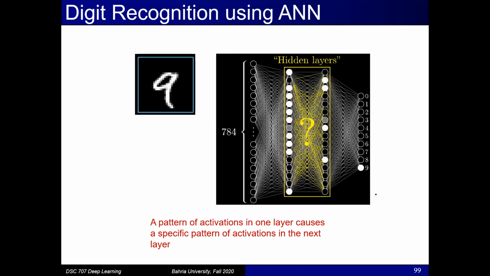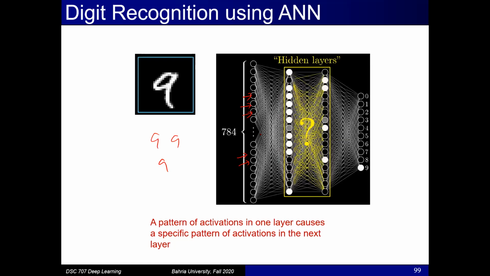but what we can say is that, for example, if I supply a digit 9, of course some of these values will be high, maybe these are high, and some values would be low. So it means whenever there is a 9, even if there are variations, there is a certain pattern, a certain set of neurons which would be active. By active I mean they have a high value, a value close to 1, right? So we can say that we have a specific pattern in one layer, and it will cause a specific pattern of activation in the next layer.